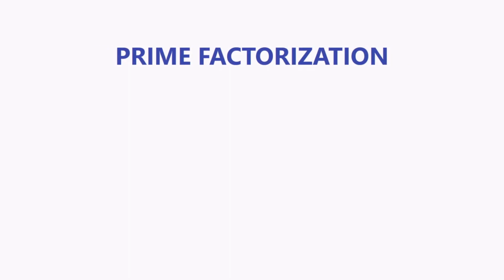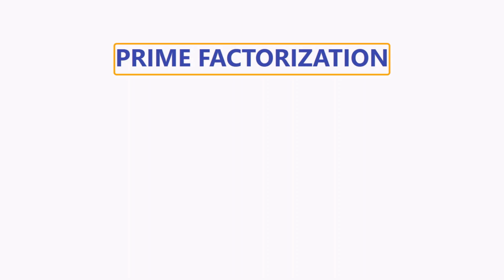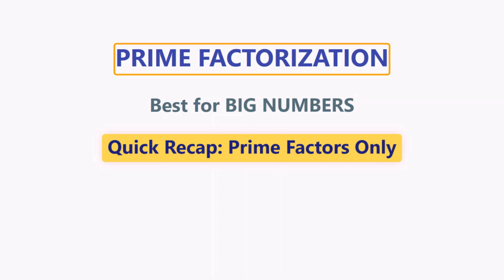How can we efficiently find the HCF of larger numbers? We can use the prime factorization method. This method is usually faster when dealing with large numbers. Remember, prime factorization is expressing a number as a product of its prime factors.